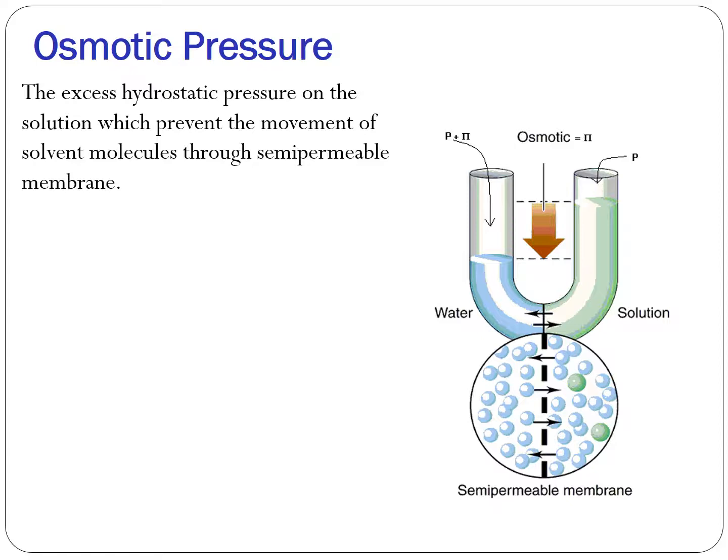After a few days, the level will become stationary and no further osmosis will occur, because hydrostatic pressure, called osmotic pressure, develops on the surface of the solution which stops osmosis. So the osmotic pressure is defined as the excess hydrostatic pressure on the solution which prevents the movement of solvent molecules through the semi-permeable membrane.